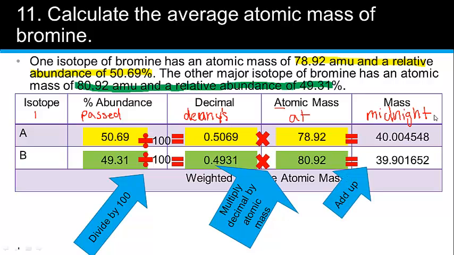My last step is to take these numbers and add them up. And I get 79.9062, and my units are AMU. I know this because my atomic mass in the problem was also given in AMU.